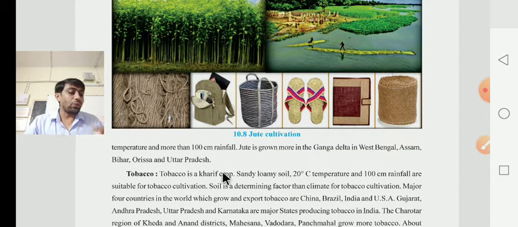Here, dear children, they have given the information of the jute cultivation. It means શણની ખેતી અને એની બનાવટો. It means their products were prepared out of the jute.